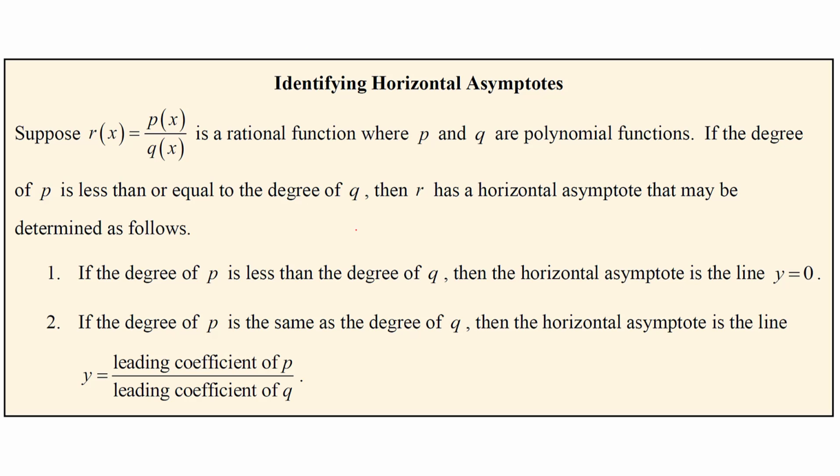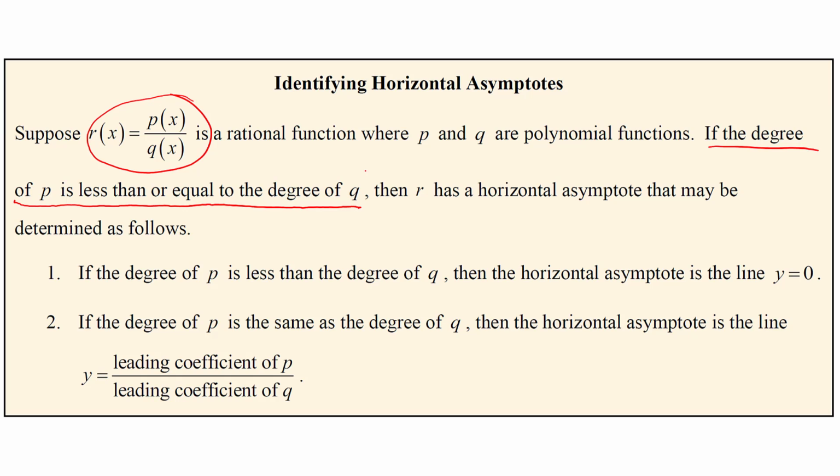Now let's look at some instructions for identifying horizontal asymptotes. Suppose r of x equals p of x over q of x, where p and q are polynomials. If the degree of p is less than or equal to the degree of q, then r is going to have a horizontal asymptote. But before we go further, if the degree of p should happen to be greater than the degree of q, we do not have a horizontal asymptote, and that's a case we'll talk about a little bit more soon, but not today.